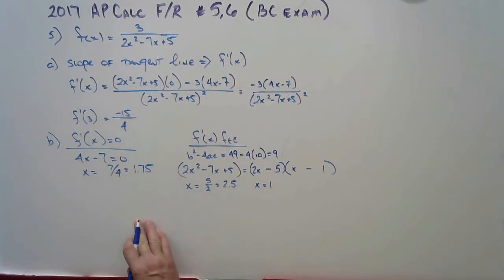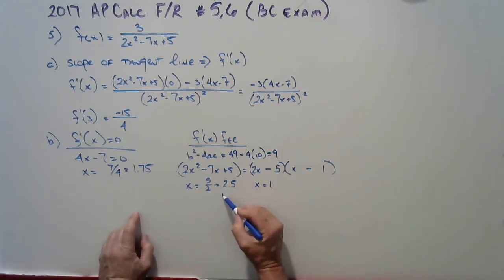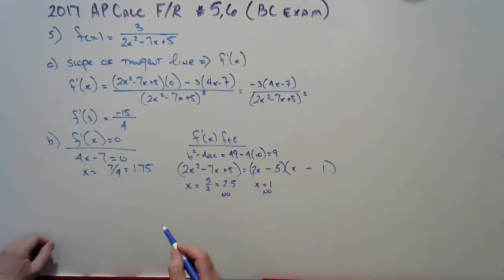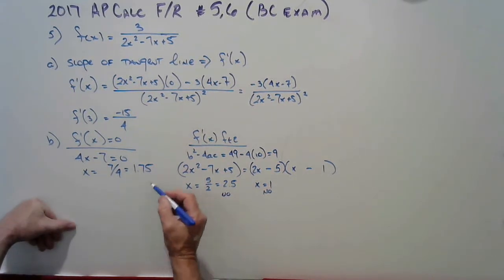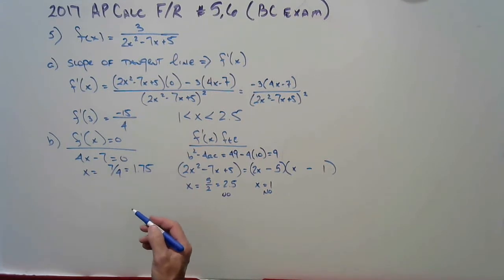Now they said only find the critical numbers between 1 and 2.5. That means this is out. This is a no, and this is a no. Because remember, we're looking for critical numbers where 1 is less than x is less than 2.5. So both of those are excluded, and our only critical number is 7/4.